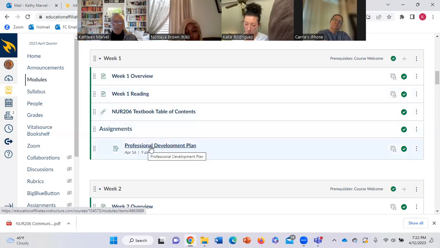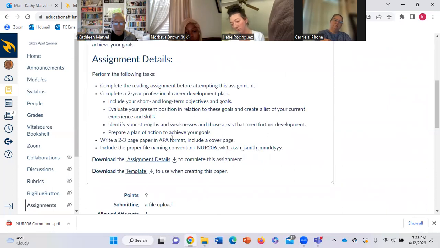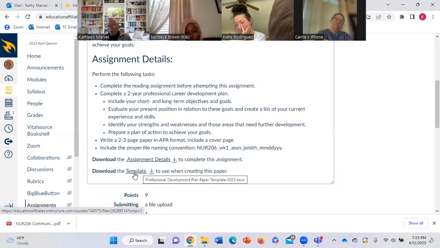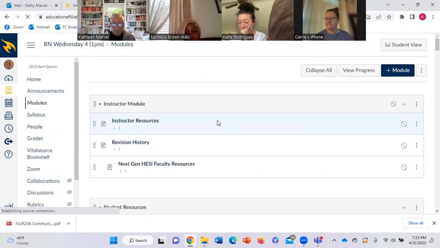And what's due this week? Your professional development plan. That's where you click to get the instructions. And that should be where you have your template, right? Right here, there's your template at the bottom of the box. Super easy. And then there's your rubric. This assignment shouldn't take you more than 20 to 30 minutes.